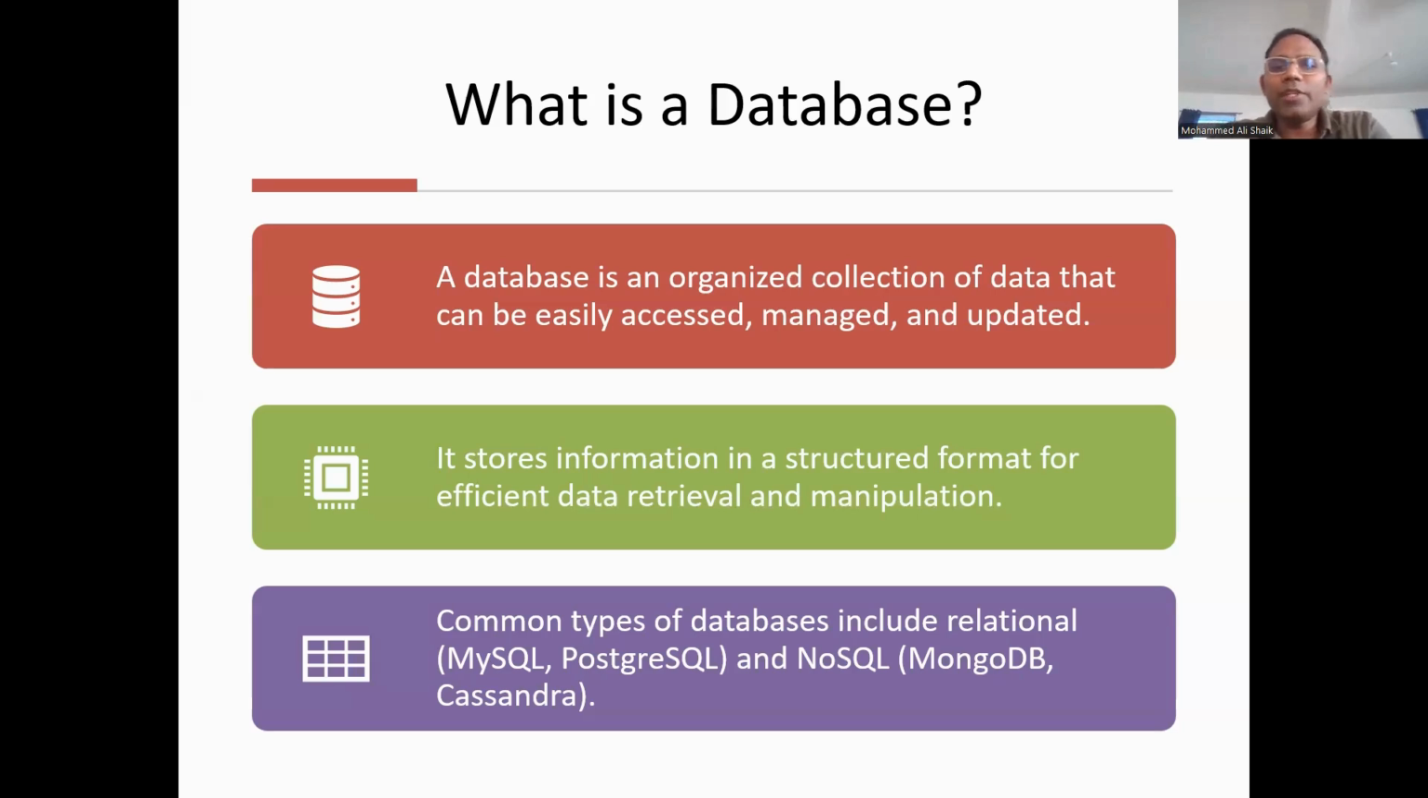It stores information in a structured format, meaning we are going to store the data in a database in a table format, where we may have a table or a collection of tables. There may be some connectivity between those tables, which is called a relational database. So one table is depending on some other table or set of tables. Common types of database include MySQL and Postgre, which are relational. And NoSQL means we are not going to write any SQL commands. Those are MongoDB or Cassandra.